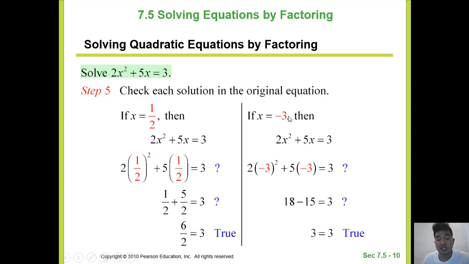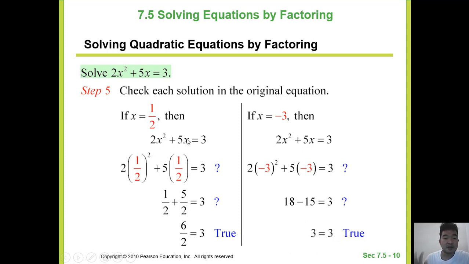And then the other solution, which is -3, we substitute it into all x's. Then by substitution, you'll have 2 times the quantity of -3 squared plus 5 times the quantity of -3 equals 3. Simplifying it further, you will have -3 squared is 9 times 2 is 18. Then 5 times -3 is -15. 18 minus 15 is equal to 3. Then 3 equals 3, and that makes a true equation.